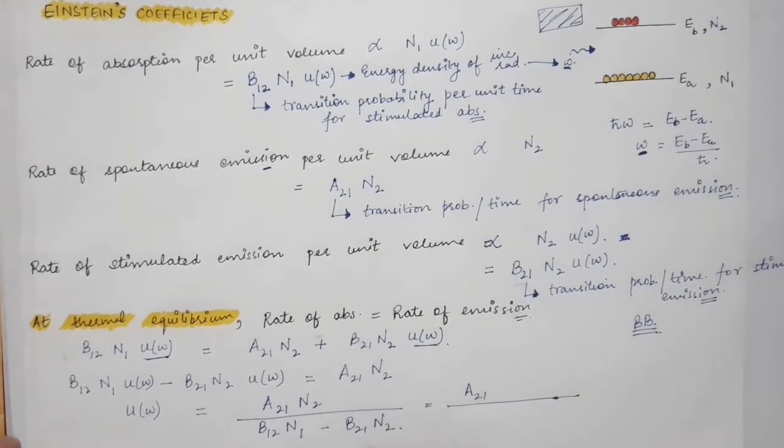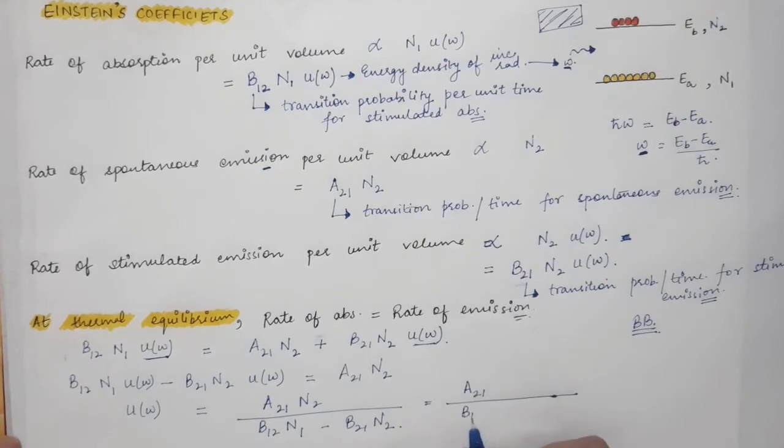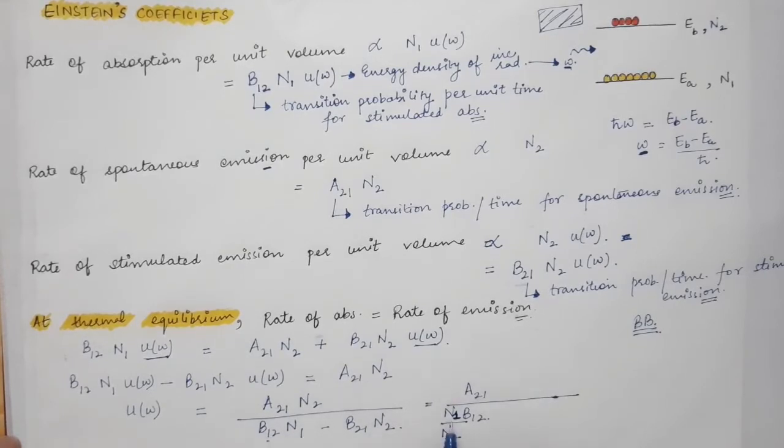So what you will get is B12 as it is, N1 will remain as it is, divided by N2, because we are dividing all these terms in the denominator by N2. So N1 will remain as it is, B12 as it is, divided by N2 minus B21, and N2 and N2 will cancel with each other. So this is the equation that we have got for the case of energy density.